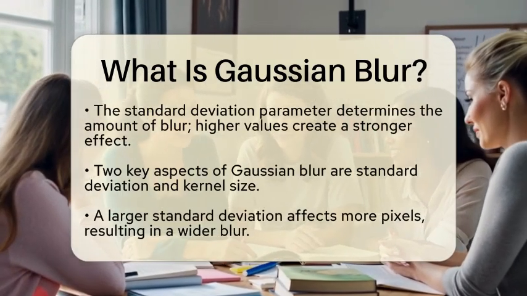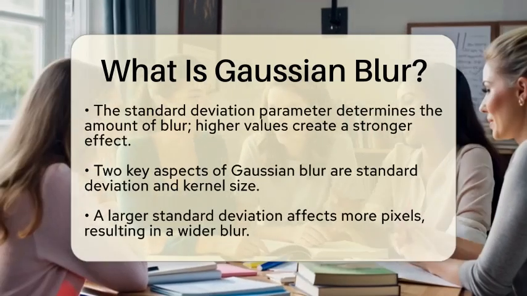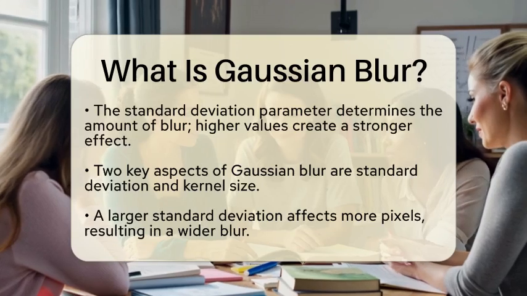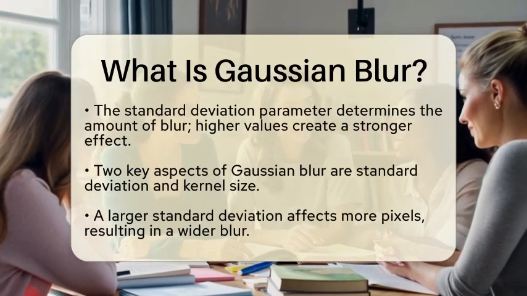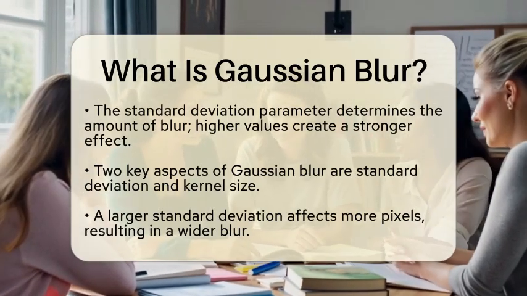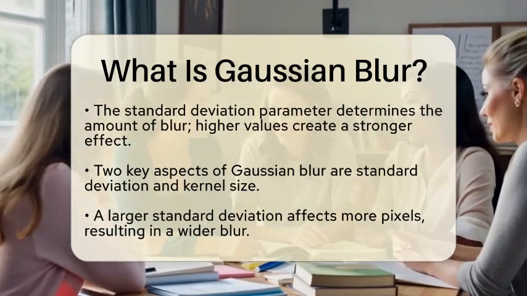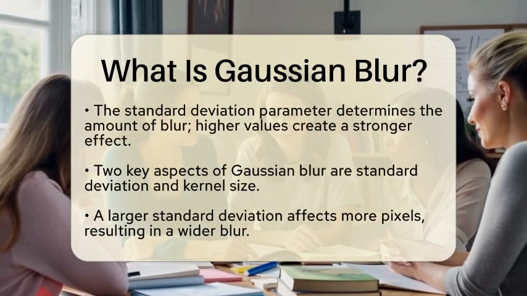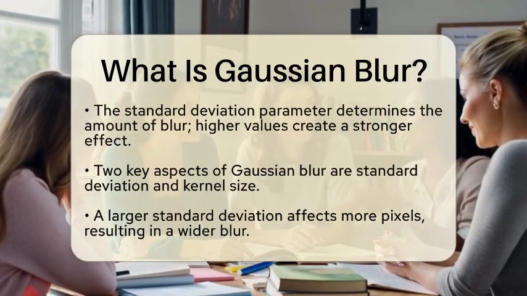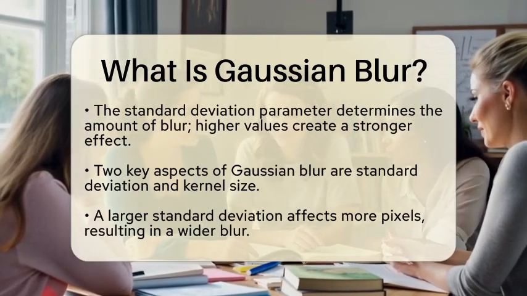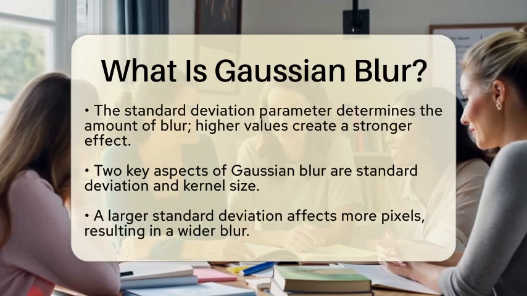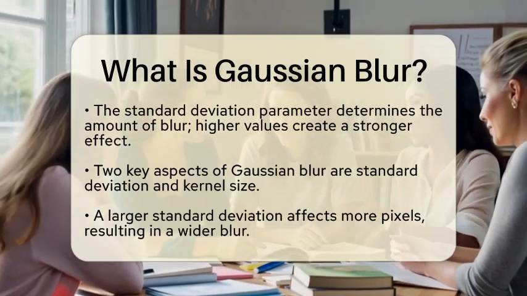There are two important aspects to consider when using Gaussian blur. First, the standard deviation controls how spread out the blur is. A higher value affects more pixels, leading to a wider blur. Second, the kernel size is the size of the matrix used to calculate the blur. A larger kernel size considers more surrounding pixels, which enhances the blurring effect.